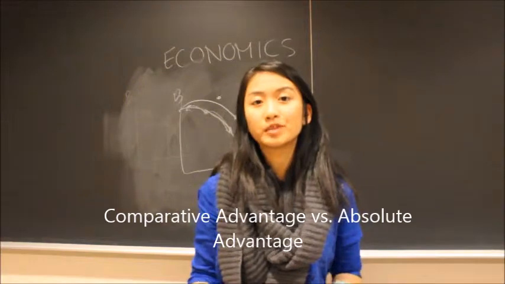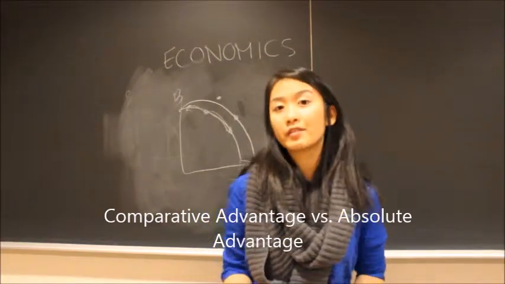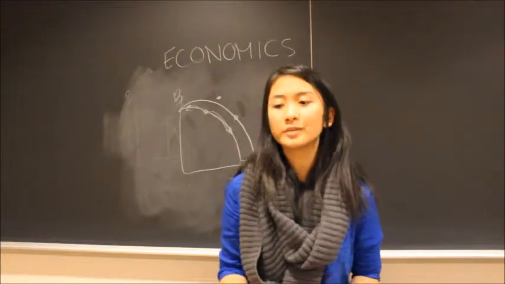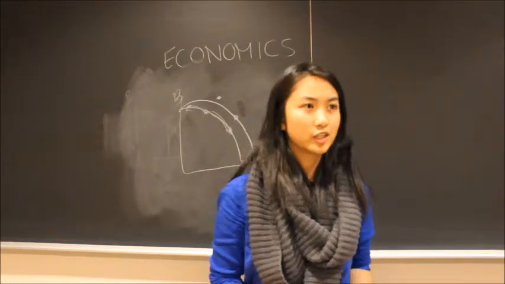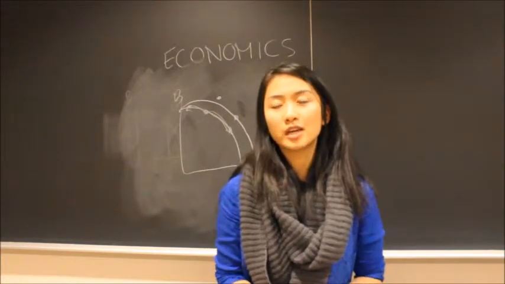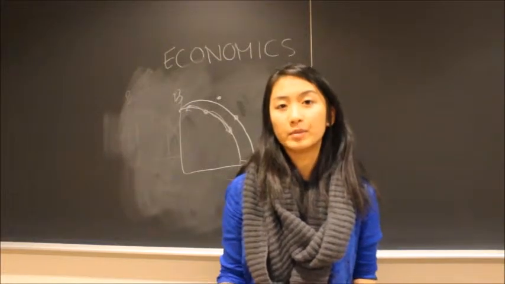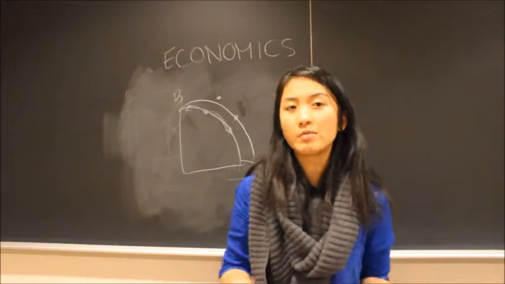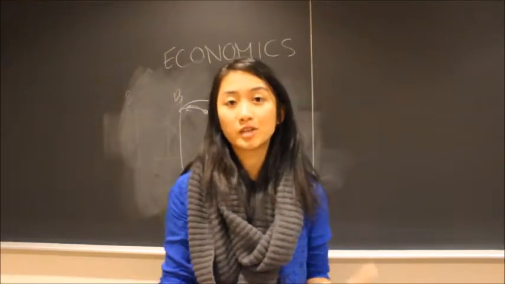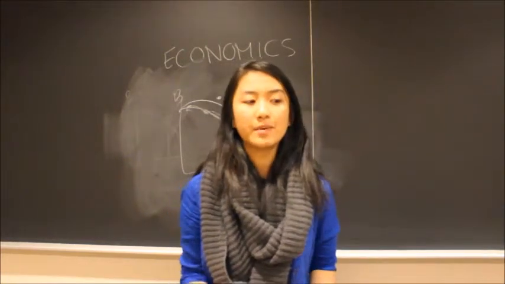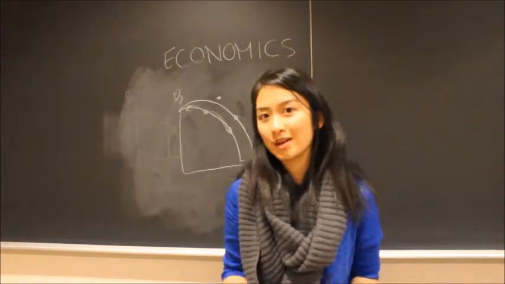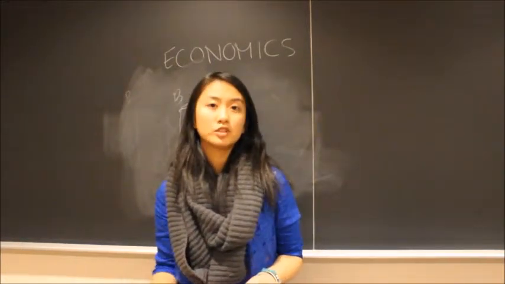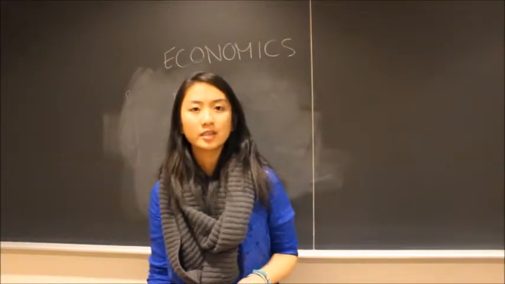The last part of this chapter is comparative advantage versus absolute advantage. What you have to know about these two concepts is that absolute advantage is, think, quantity. They describe it as being more productive, so with the same amount of time, who can produce more. That's productivity, efficiency, and that's how you measure absolute advantage. The difference is that comparative advantage is measured with opportunity cost.